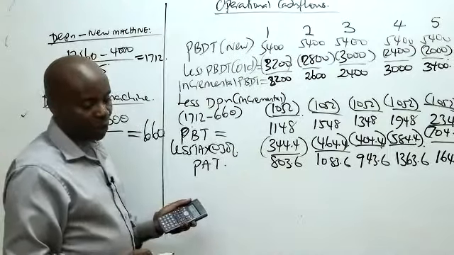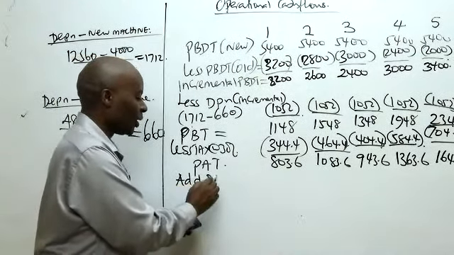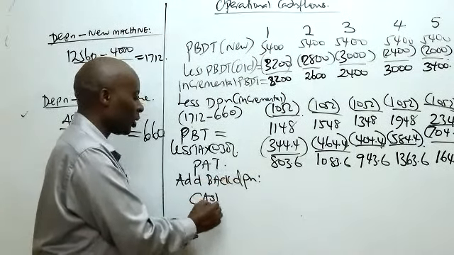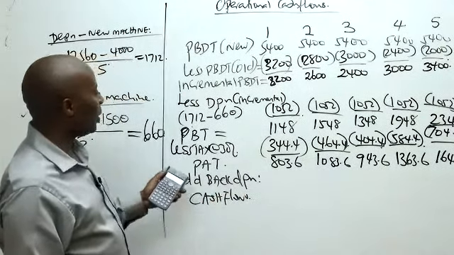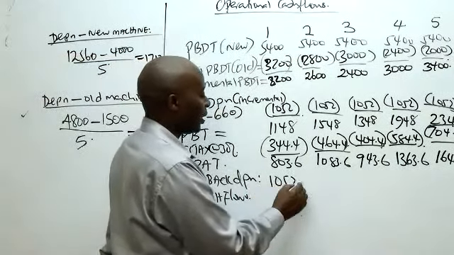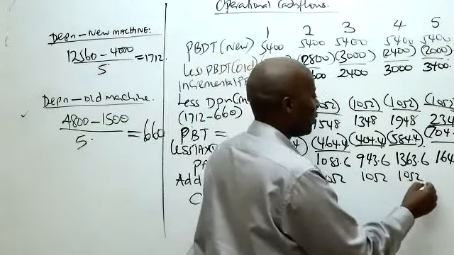After taxation. Profits after tax, to which we come and add back depreciation. The last thing, you add back depreciation for you to be able to get what we call the cash flows. So our depreciation amounts already we have them, the incremental 1052, 1052, 1052, 1052, 1052.